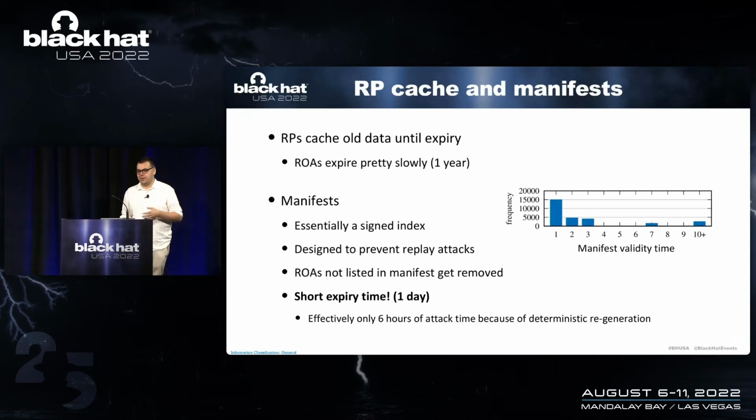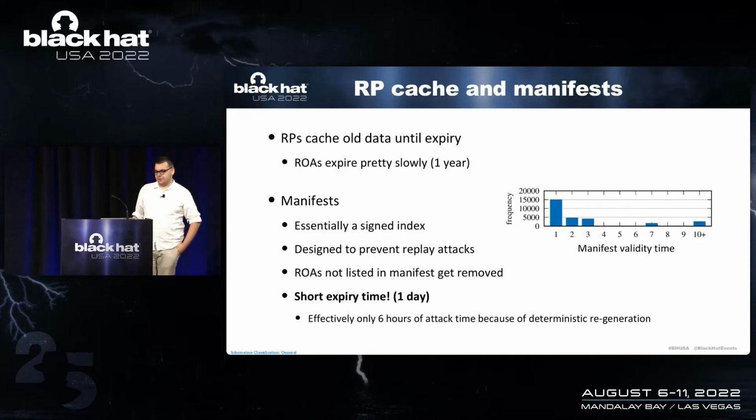Now, to make it work, we have to figure out some details. The first detail is how relying parties work and what happens if they can't update things. The first thing to know is that, as said, relying parties cache all data until it expires. However, ROAs are certificates and they expire pretty slowly. We measured that. We basically fetched all the ROAs, and we found that most of them have a validity of 1 year, so we can't really block communication for 1 year. That's not a practical attack.